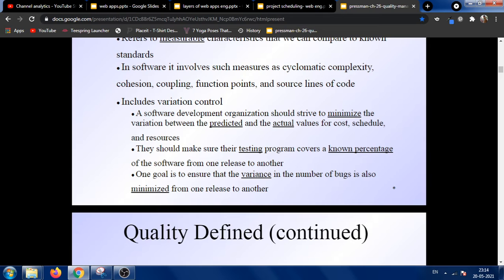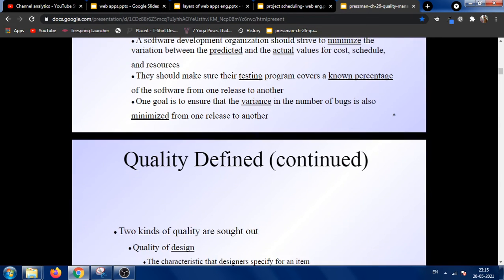That means proper controls have been included in some one version of the software. One goal is to ensure that the variance in the number of bugs is also minimized from one release to another. So when you are releasing one version of software, suppose it comes across some errors or bugs, in the next release that number should be minimized. So that is also a quality of the particular process.